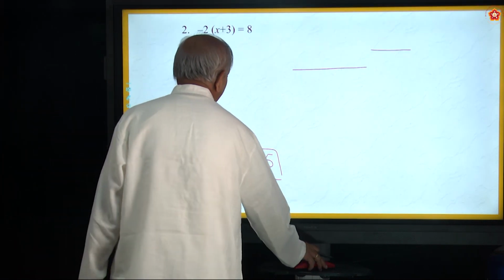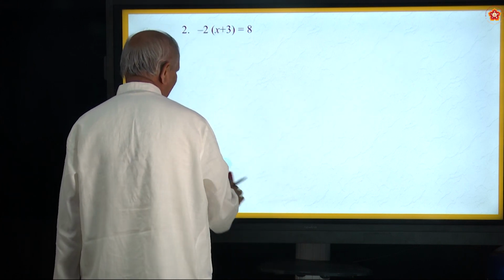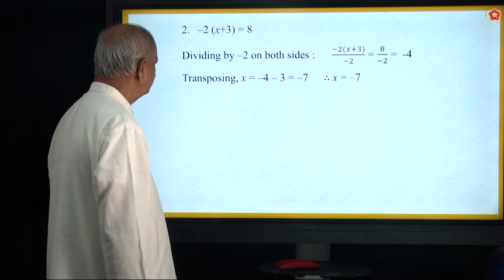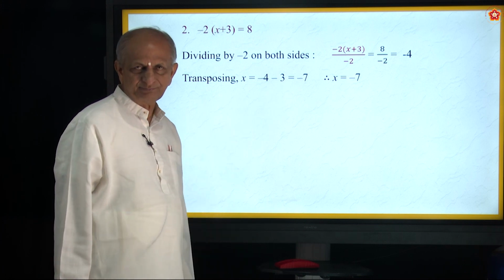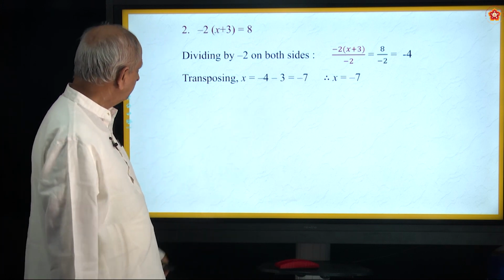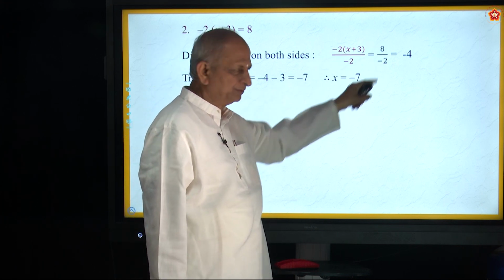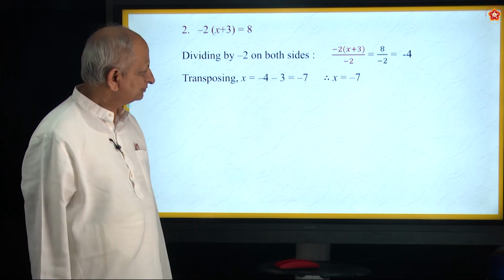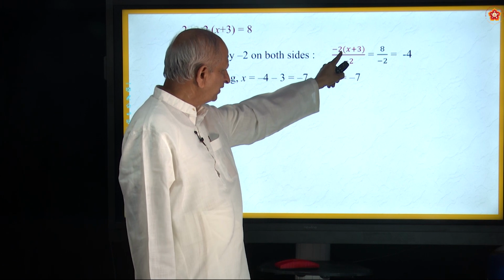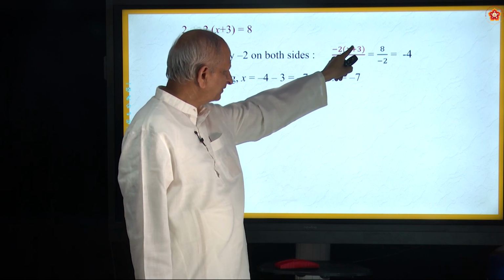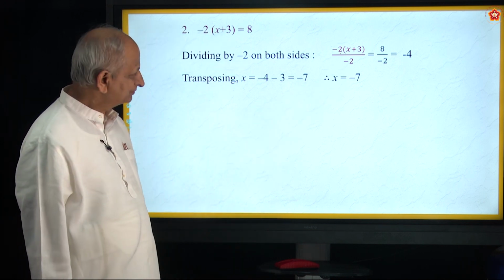Now, coming to the second question, minus 2 into x plus 3 is equal to 8. So, dividing by minus 2 on both sides, you have minus 2 into x plus 3 by minus 2, 8 by minus 2. Why did you divide? First you want to get rid of this minus 2 here. How to get rid of it? This is multiplied to this expression. So, divide it. Same number, you should not make changes there.